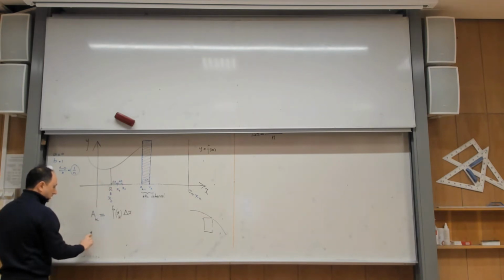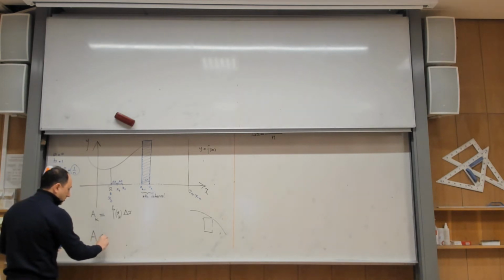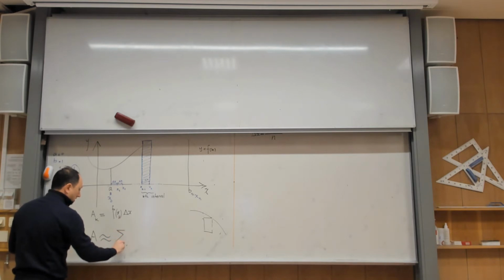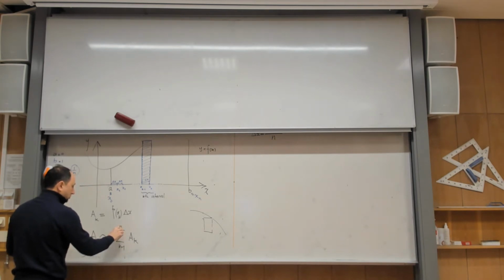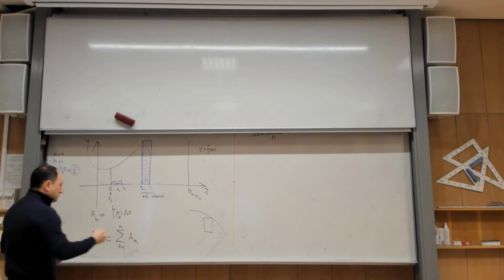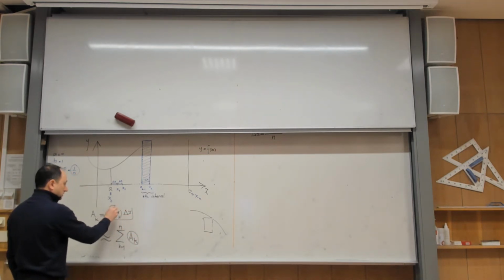So if you don't mind, let me call that area A without any subscripts. That area is approximately, not exactly, equal to the sum of all these areas. Sigma means sum, but k goes from the first rectangle up to at most the nth rectangle. Understandable or not? Okay, and then what I do is I take this one and put this instead.